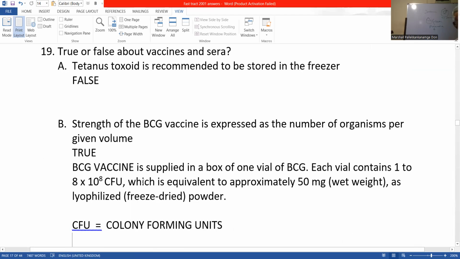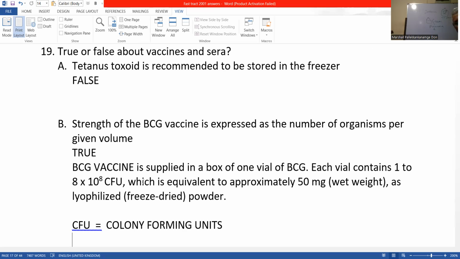True or false about vaccine and serum? Tetanus toxoid is recommended to be stored in the freezer. Tetanus toxoid is kept in the middle of the fridge, not in the freezer. 2 to 8 degrees centigrade is the storage temperature for tetanus toxoid.